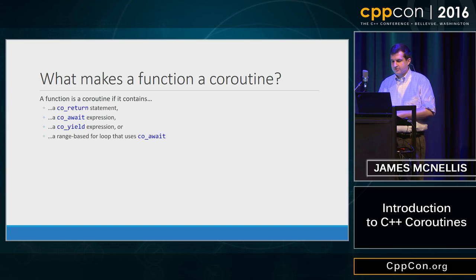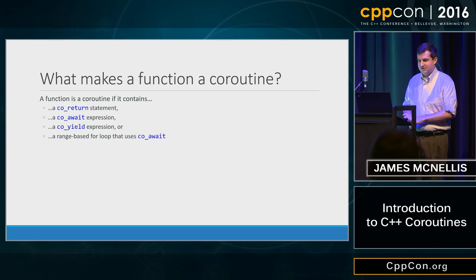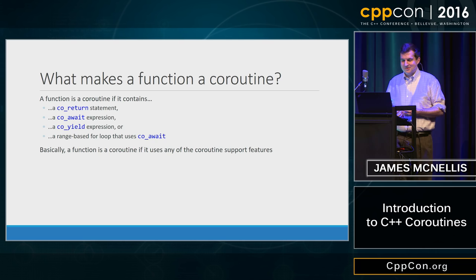So what makes a function a coroutine? Well, a function is a coroutine if it contains a co_return statement, a co_await expression, a co_yield expression, or a range-based for loop that uses co_await. Or, in short, a function is a coroutine if it does coroutine things, or if it's capable of suspending.